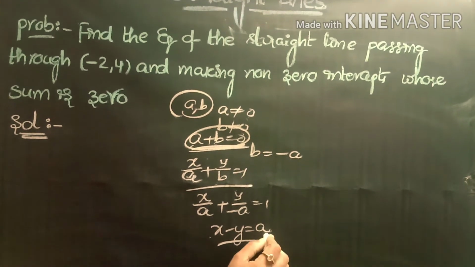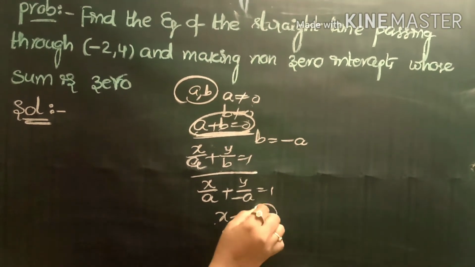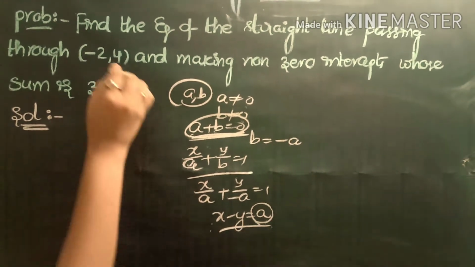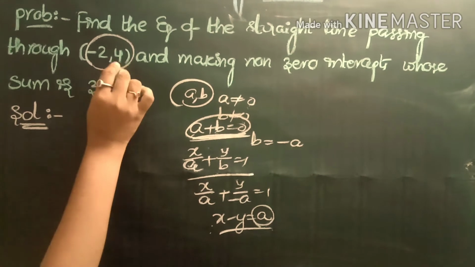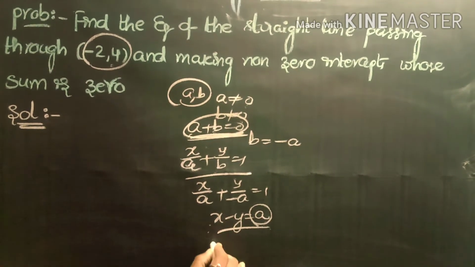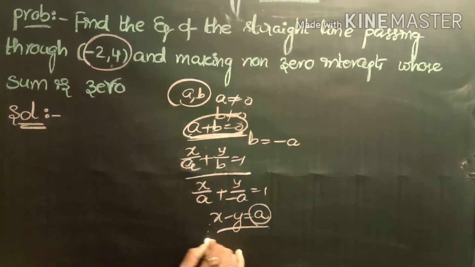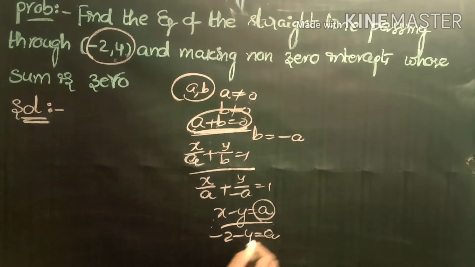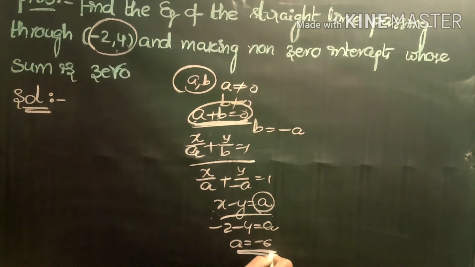Now this is the equation of the line. So it is enough to find the value of a to find the equation of the line. Now we are finding the value of a by using the given point. Substituting the given point (-2, 4) in this equation: in place of x we take -2, in place of y we write 4, so 4 - (-2)... is equal to a. Therefore the value of a is equal to -6.